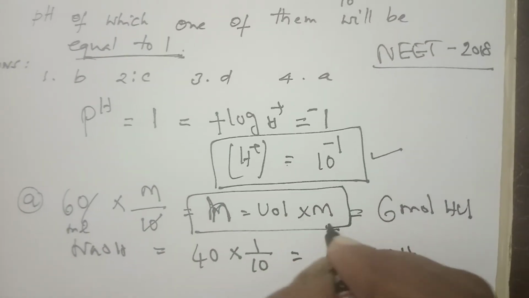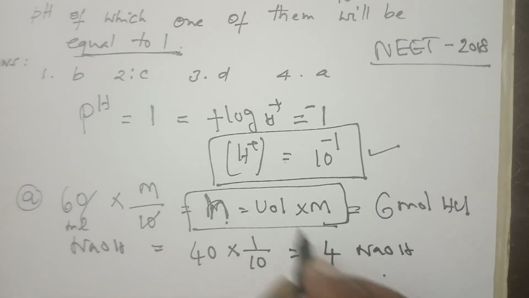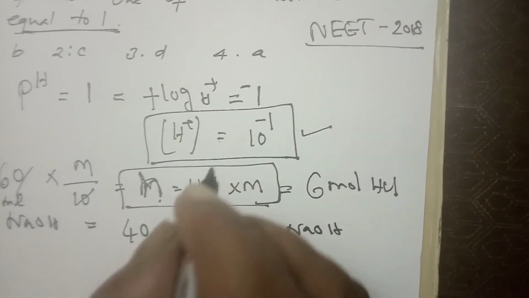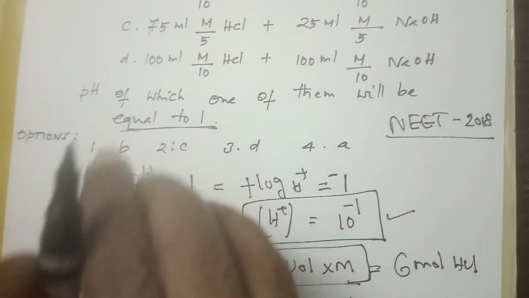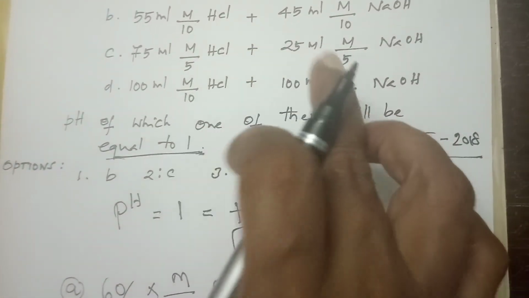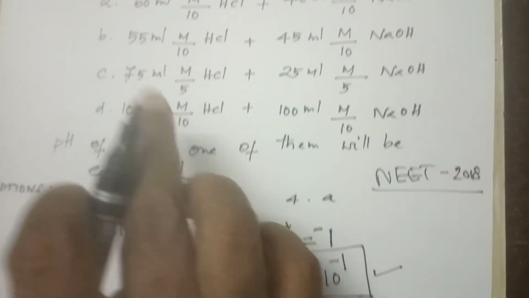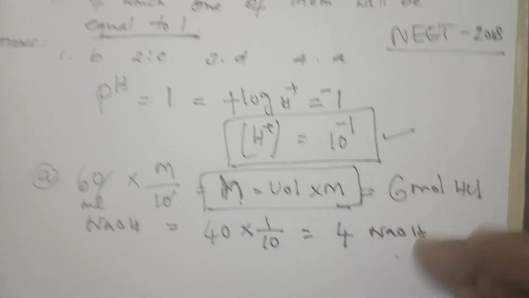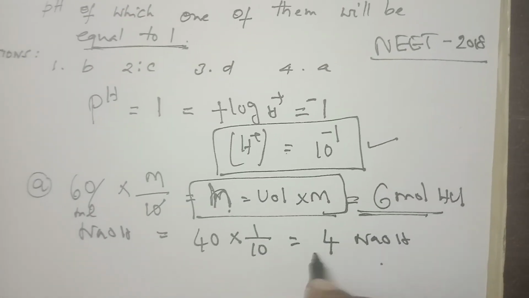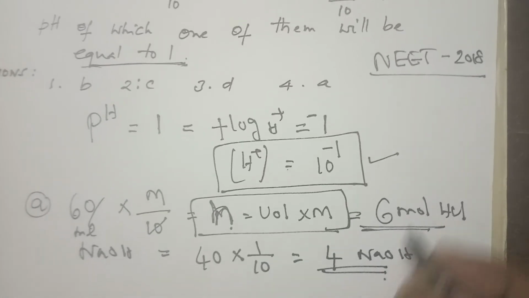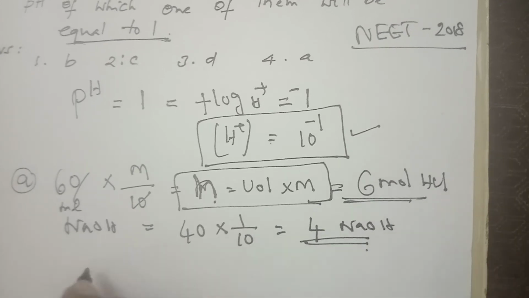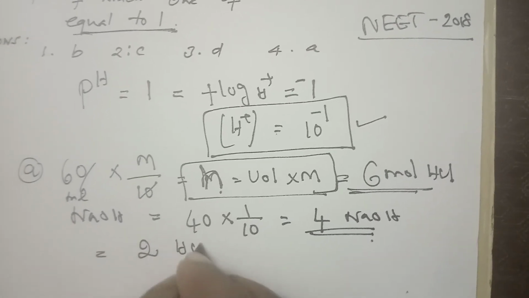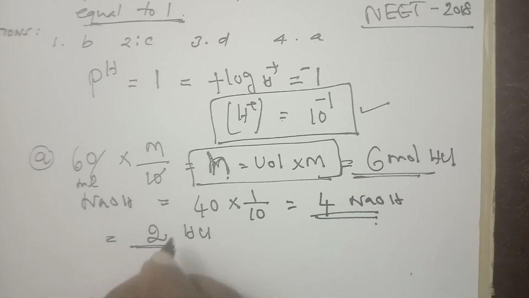This is the formula, children; in many sums I have told you: number of moles is equal to volume into molarity. We should convert the volume and molarity of all the chemicals in the sum into number of moles. Then only can we compare for the stoichiometry. So here, 6 moles of hydrochloric acid with 4 moles of NaOH. The 4 and 4 get cancelled, so 2 moles of hydrochloric acid is left.